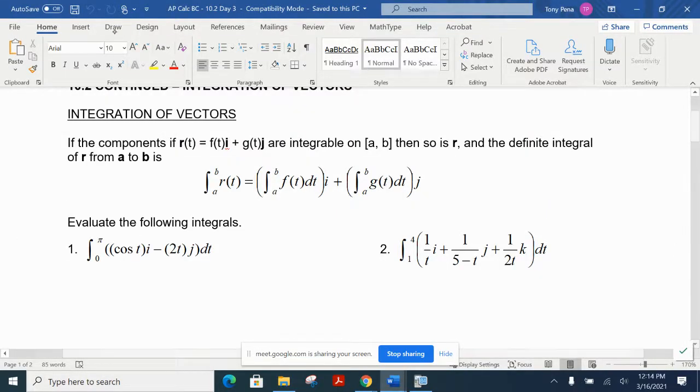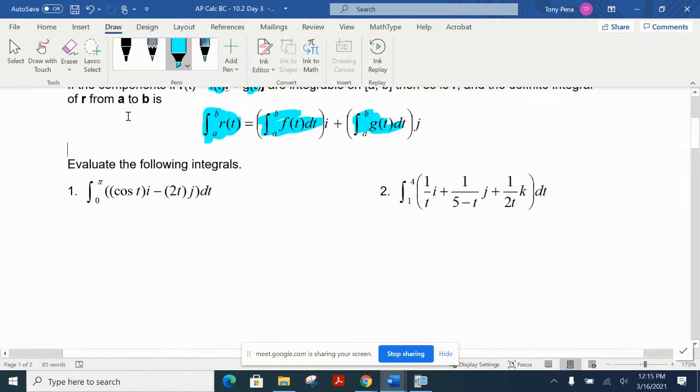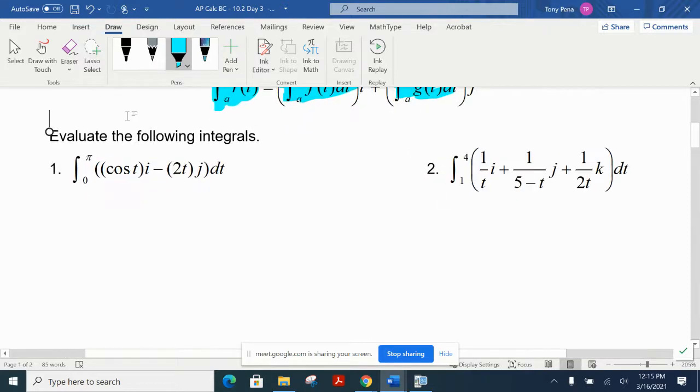What you would see at the top here is the idea that if I ask you to integrate a vector, so r of t is a pretty common notation if you haven't noticed, indicating that we're dealing with a vector. r of t gives us both an x position and a y position. All we're doing is splitting these up into two separate integrals, one for the integration of the f of t function, and the other one for the integration of the g of t function. So for number one, that's all we're really doing.